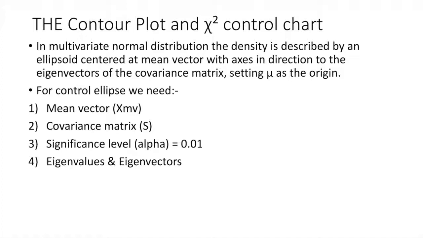So the first plot is the contour plot or the chi control chart. In the multivariate normal distribution, the density is described by an ellipsoid centered at the mean vector with axes in the direction of the eigenvectors of the covariance matrix, setting mu as the origin. For making this control ellipse, we need four things. The first is the mean vector xmv and the covariance matrix S. Another main thing is the significance level, known as alpha, with a value of 0.01, and the eigenvalues and eigenvectors.